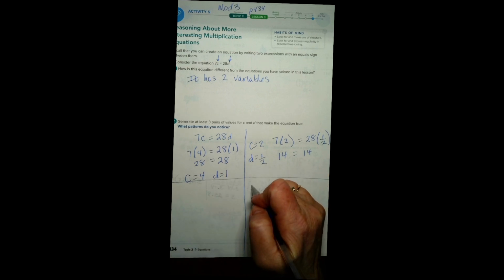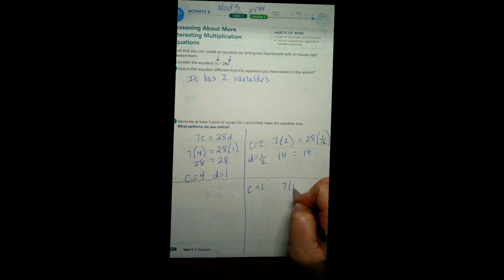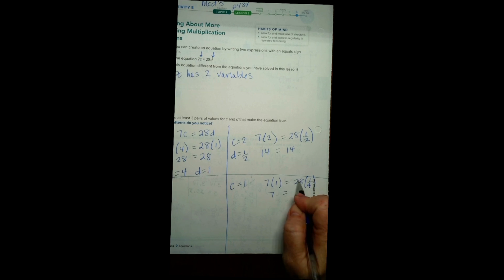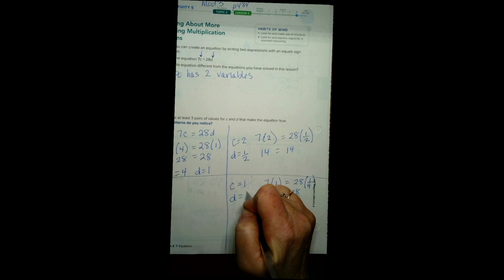And then what if I wanted it to equal the 7? So let's do another one here. So if C equals 1, 7 times 1, what would I have to multiply 28 by to get 7? Because 28D means 28 times, so 28 divided by 4 equals 7, so I would multiply by 1/4. So 1/4 of 28, that becomes 28 over 4, which is 7. So D equals 1/4.